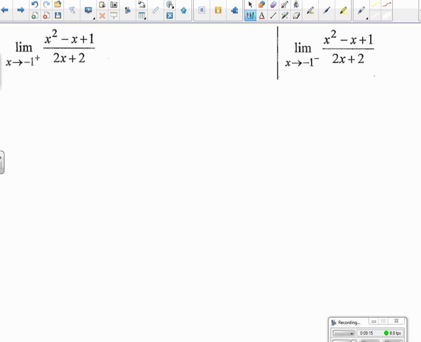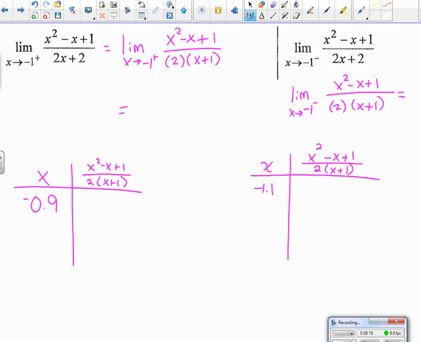Take a moment and factor this problem. So go ahead and hit pause and factor it out. Okay, so I factored mine. The only thing I found factorable is the denominator, and you can see what I wrote down. Now I'm going to take and analyze that.